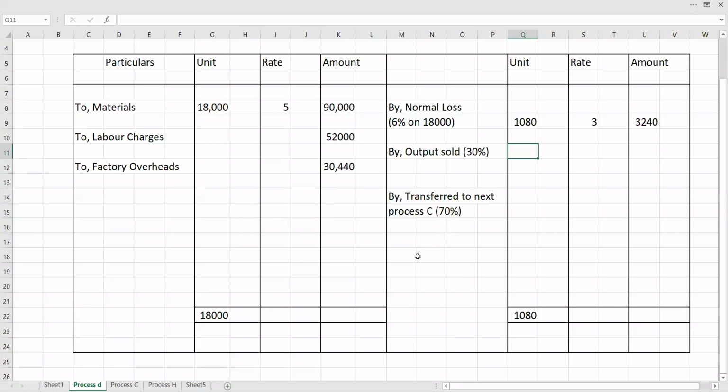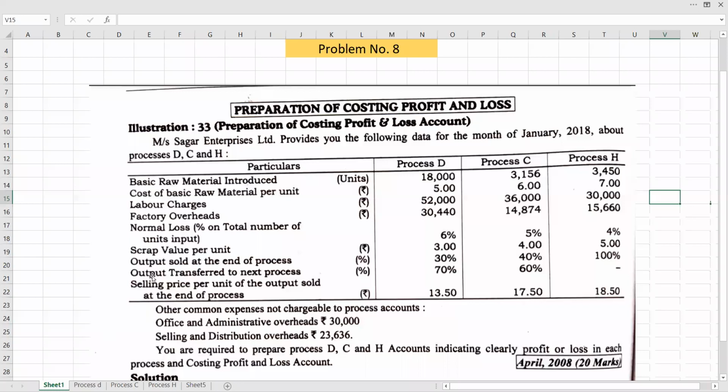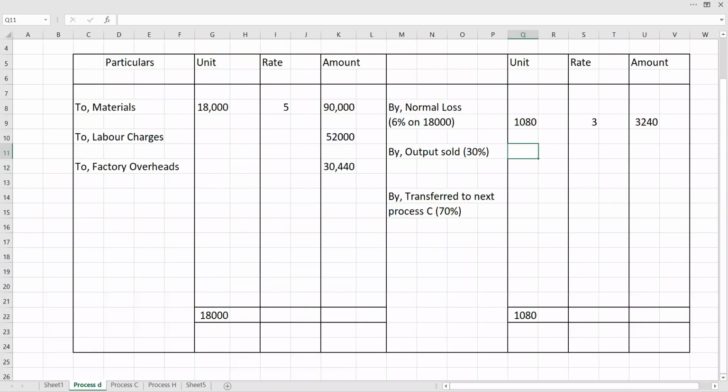See, in this problem, here is output sold at the end of process and output transferred to next process. सो इथे जे आउटपुट आहे त्या आउटपुट मधले 30% सेल करायचं आहे अँड 70% इट शुड बी ट्रान्सफर टू नेक्स्ट प्रोसेस. जे नेक्स्ट प्रोसेस आहे त्या ट्रान्सफर करायचं आहे. आता इथे आउटपुट दिलेले नाहीयेत. आउटपुटचे युनिट्स जे आहेत अँड आउटपुट ची जी अमाऊंट आहे कॉस्ट ऑफ आउटपुट इट शुड बी कॅल्क्युलेटेड. आपल्याला कॅल्क्युलेट करायचं आहे. सो आपण कसं कॅल्क्युलेट करणार तर आपण प्रोसिजर आपली सेम आहे.